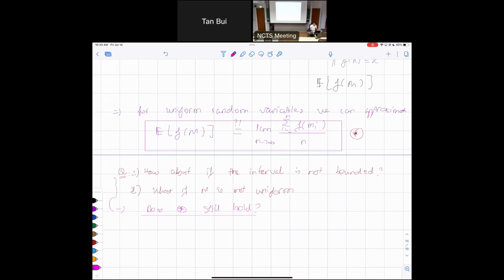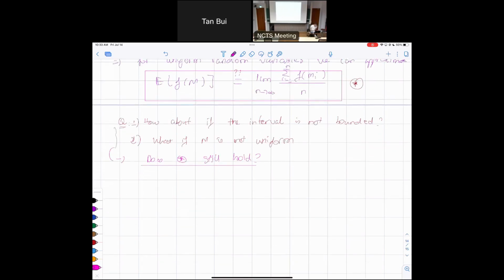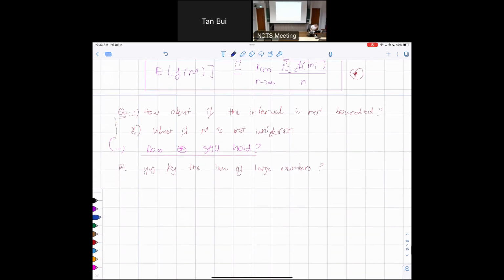But before we go to that, to answer this question, we need to introduce a couple of things. The answer is yes, by the laws of large numbers. So the laws of large numbers is not something foreign to us, okay? So that's what I'm trying to show you so far. All right, so we need to do some definitions.